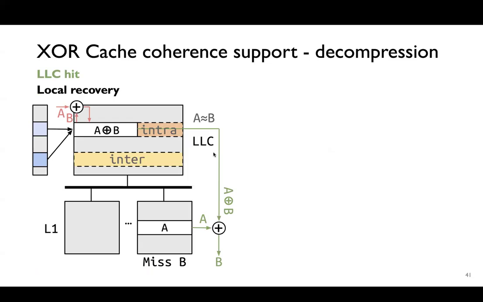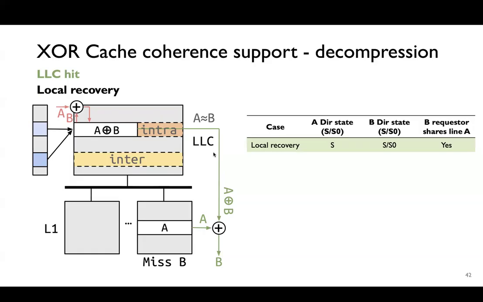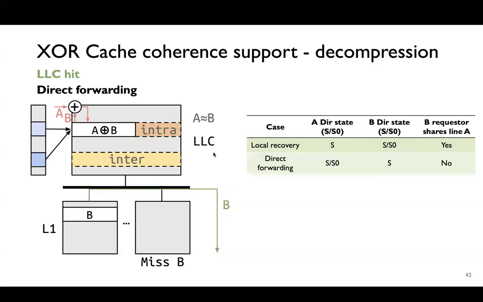To recap, the private cache on the right detects a miss on line B, so it sends out requests to the last level cache. The last level cache forwards the line A XOR B to it. B's requester itself has a shared copy of line A, so it can recover B using it. To sum up, line A is in S state. B can be S or S0, and the requester for B has a shared copy of A.